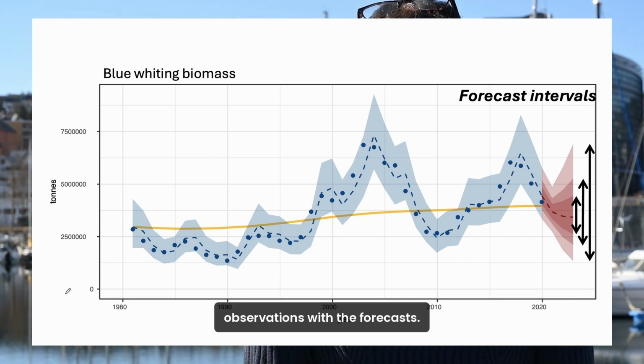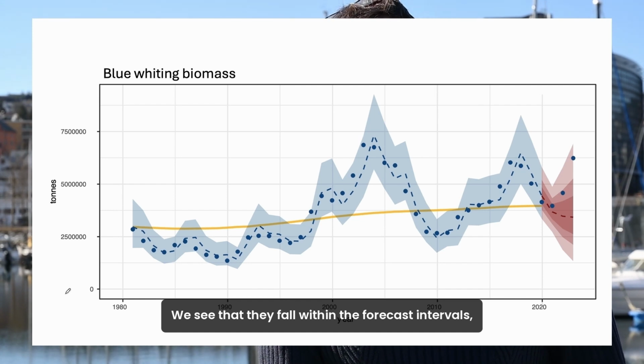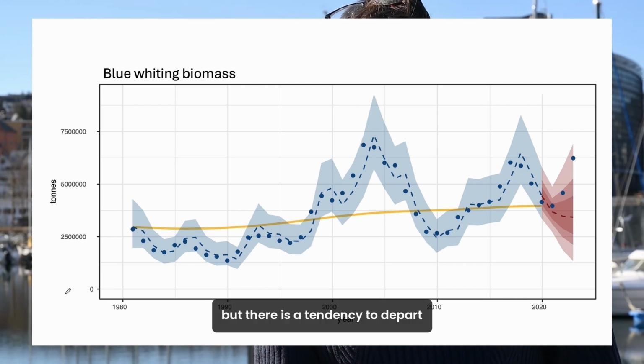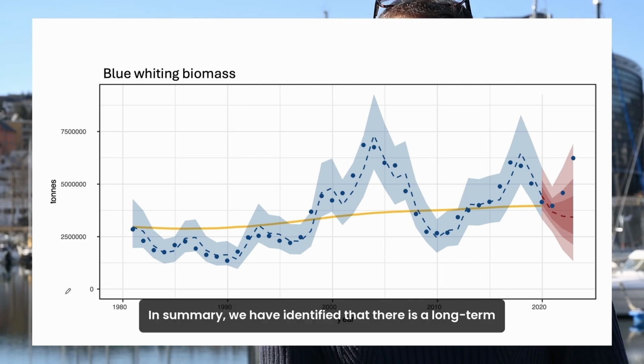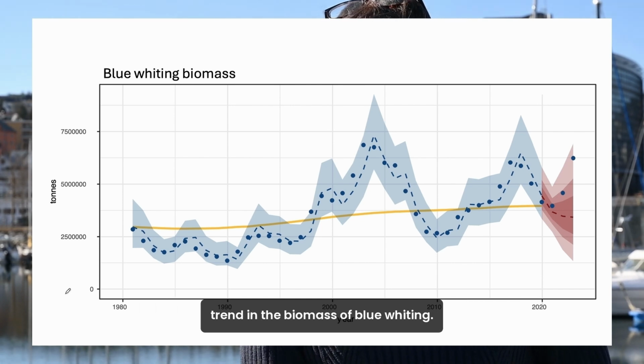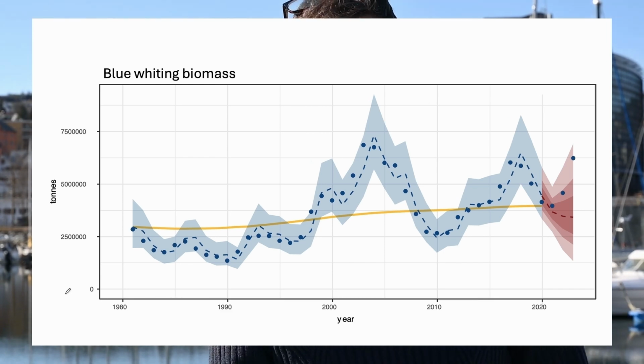We can now compare the actual observations with the forecasts. We see that they fall within the forecast intervals, but there is a tendency to depart from expectations in the later years. In summary, we have identified that there is a long-term trend in the biomass of blue whiting. This trend is positive, but not very pronounced.